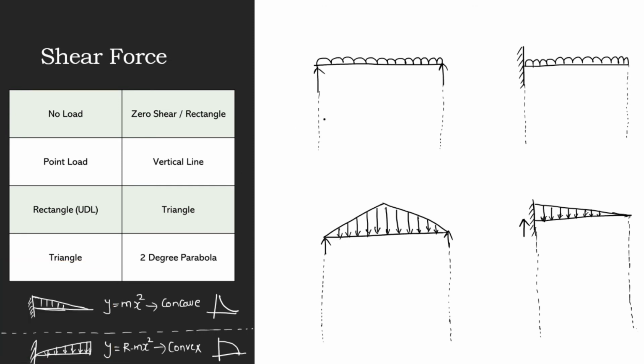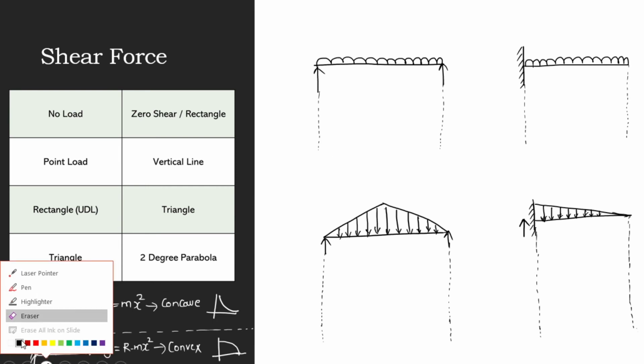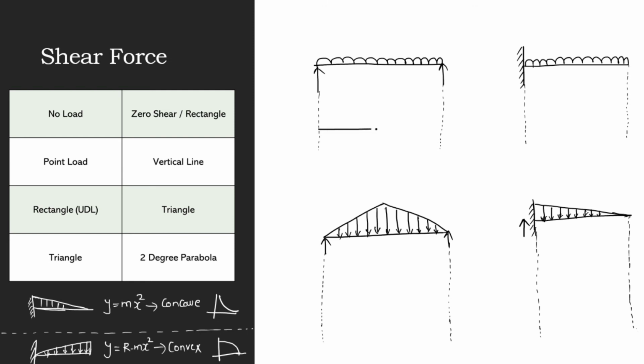So let me quickly draw lines first. Now let us draw the shear force diagram. Okay, let me first draw these lines. So now we have a uniformly distributed load acting downwards, and because of that we have 2 reactions. So first let us start from the left hand side.